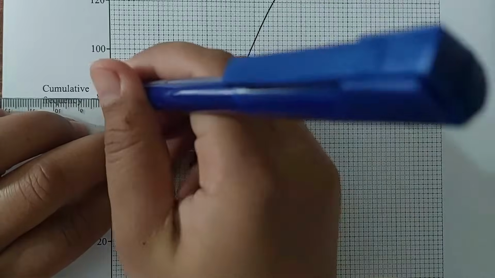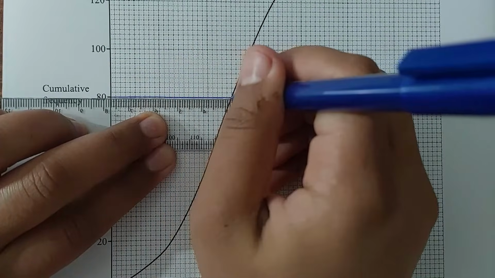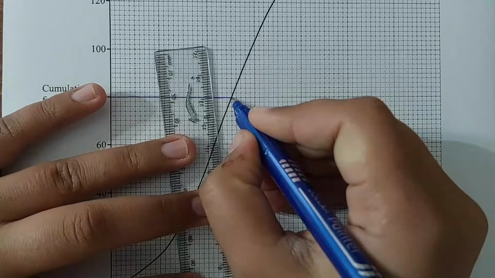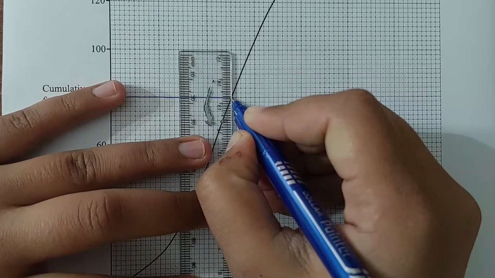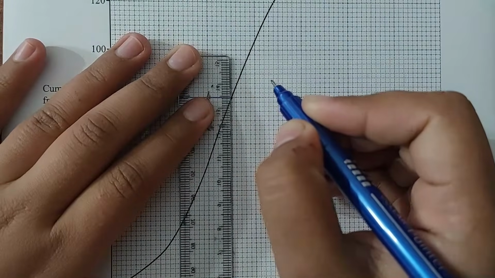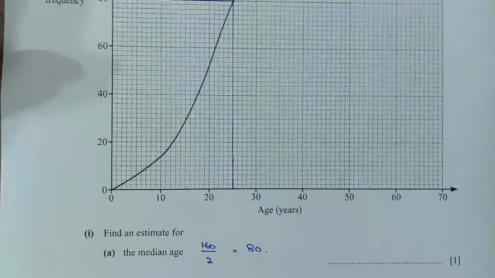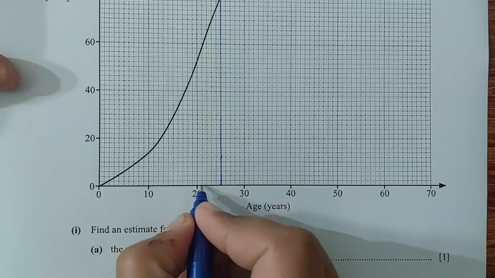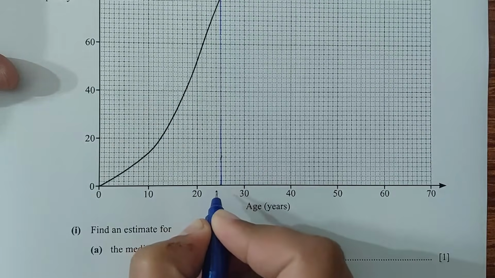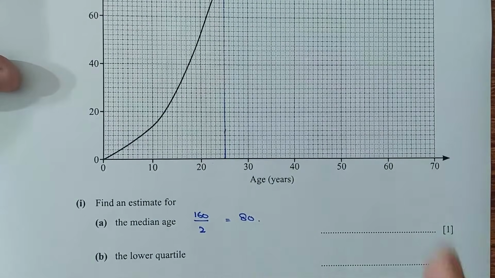Let me draw the straight line. According to the cumulative frequency diagram, the age is 21, 22, 23, 24, 25. This is 25.